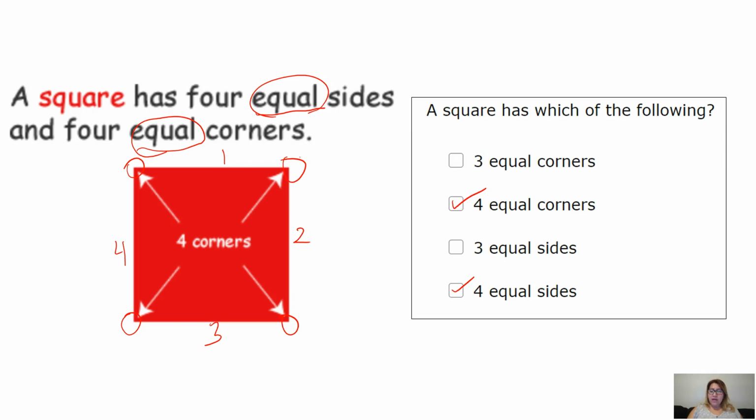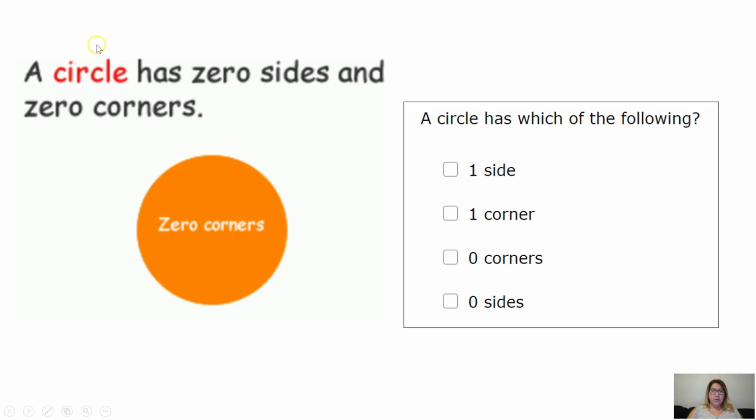Okay, and it has 4 corners or 4 vertices. A circle has 0 sides and 0 corners. So the key word here is 0. Okay, that means none. Okay, so a circle has which of the following?